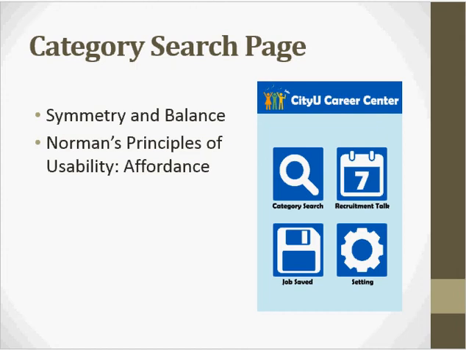In this page, we use the visibility of the Norman principles. The sliding bar is visible in the right-hand margin. We also use the affordance. The sliding bar affords sliding up and down to look for job categories.